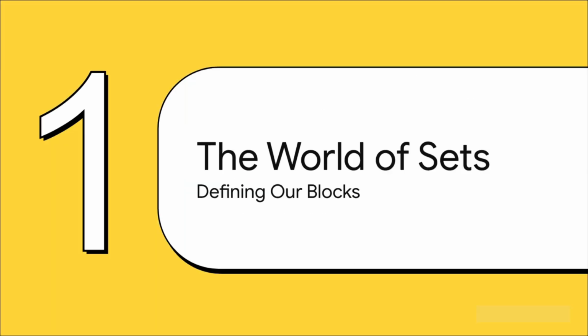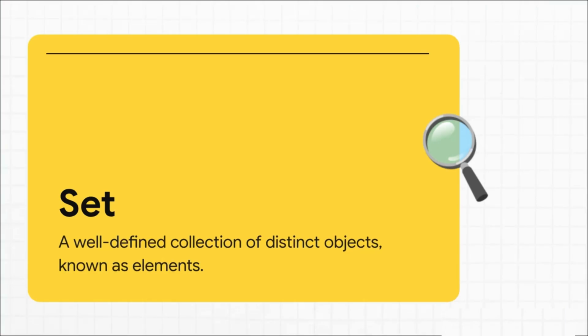First things first. Before we can build anything cool, we need to understand our basic building blocks. So, what exactly is a set? Okay, so a set is just a well-defined collection of distinct objects. Now, those words are important. Well-defined means we can tell for sure if something belongs in the set or not. No gray areas. And distinct means no repeats. Every single item inside a set, which we call an element, is unique.